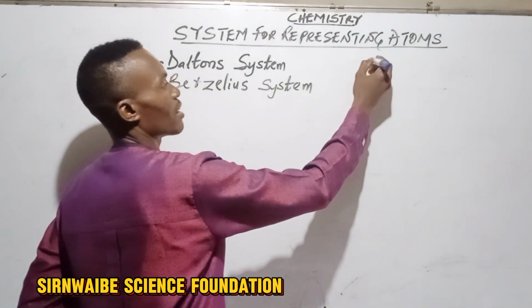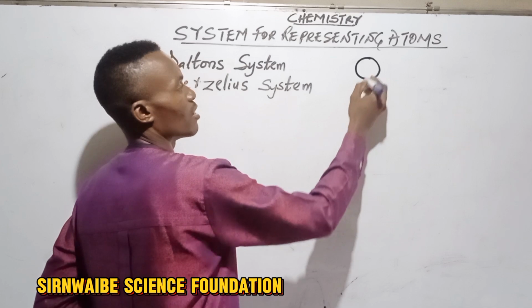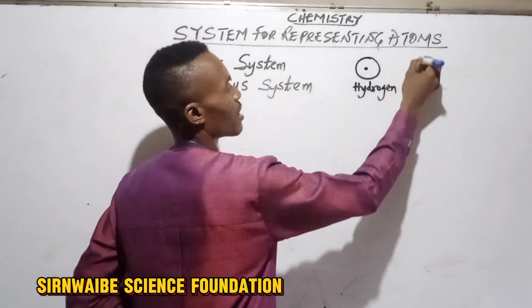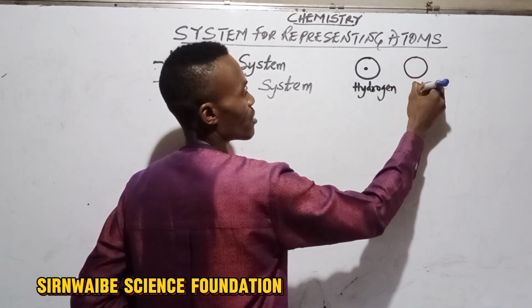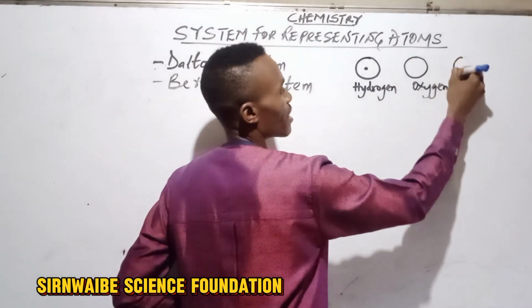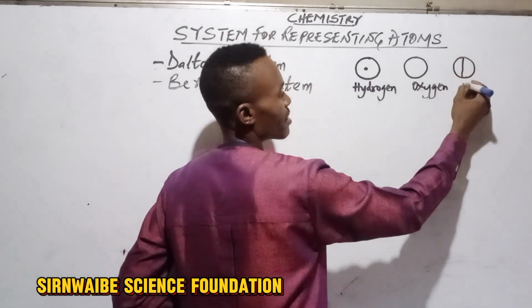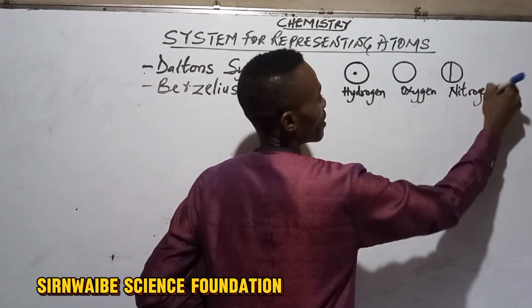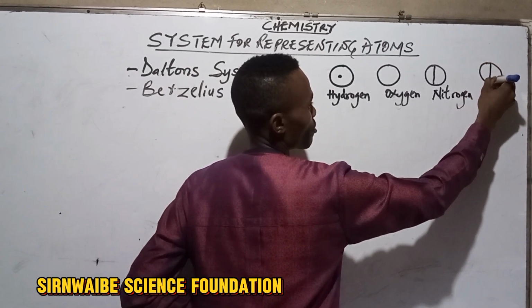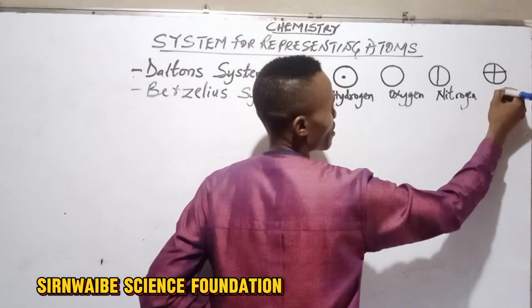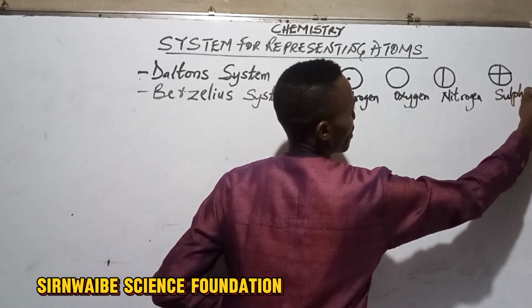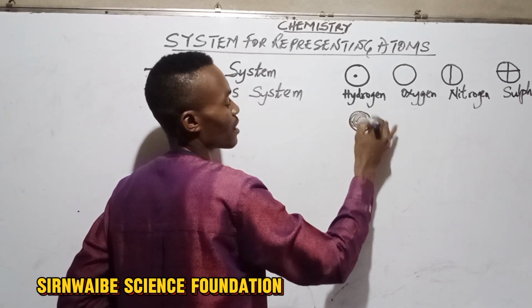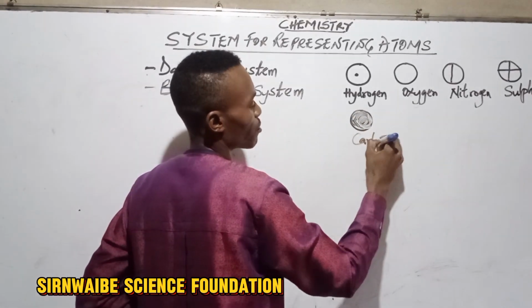In this system, he used symbols to represent atoms. Among his symbols we have a circle like this, with a dot at the center. He called this hydrogen. A circle without anything, oxygen. A circle with a stroke down at the center, this is called nitrogen. Then a circle with a stroke down at the center, then the other side, this is sulfur. And then a circle that is shaded all through at the center is that of carbon.